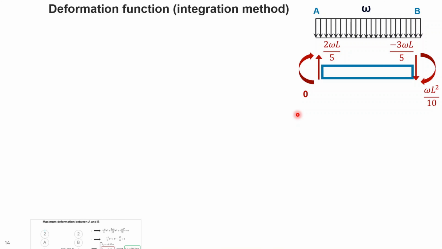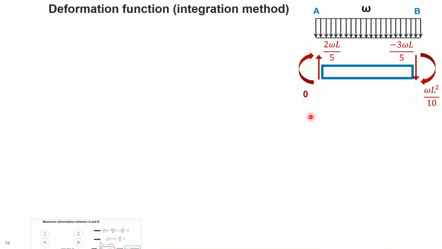We just move forward to use the double integration method for calculating the deformation shape of the whole beam as a function, and for that purpose I'm using the AB segment of the beam. This is the segment AB of the beam from A to B, and we have an external omega distributed load on the beam. The shear force at both ends are these values, and the moment at the left end is 0, at the right end is omega L squared over 10.